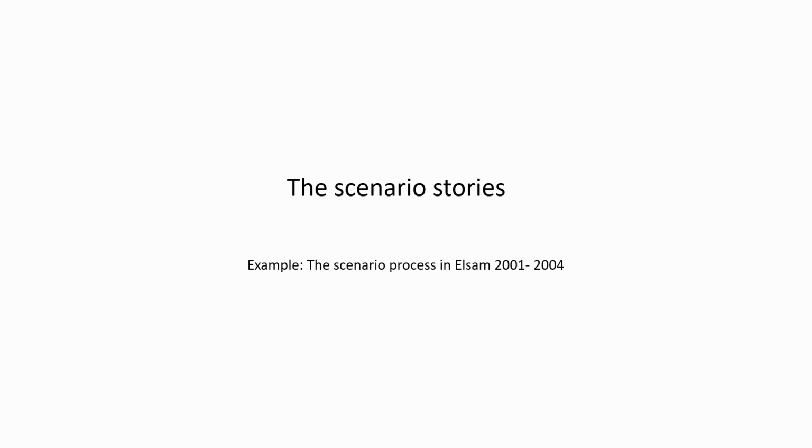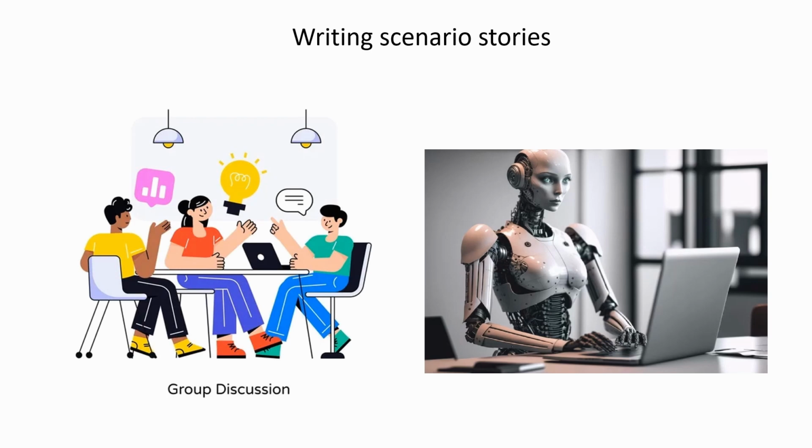We now come to the phase where the scenario story should be described. And again, I will use the example from the scenario process in Elsam year 2001 to 4. The three stories were written by story writing experts, and we did not use artificial intelligence. But today we would use artificial intelligence.